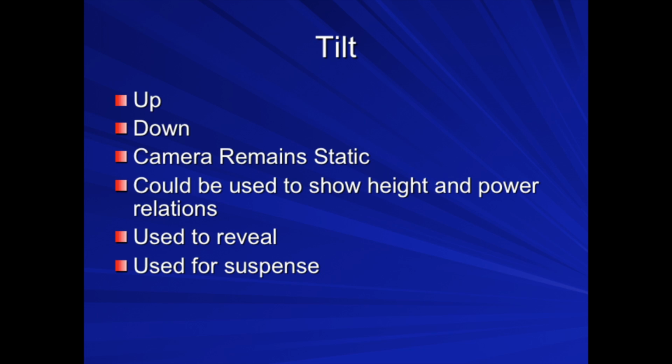The next method is the tilt shot. The tilt works in terms of vertical axis, which is up and down or north to south. Again, the camera remains static, but the tilt can be used to show height and power relations. So a low angle shot that tilts up might be viewing someone in terms of power, or a high angle shot that tilts down might be viewing someone in terms of low power.